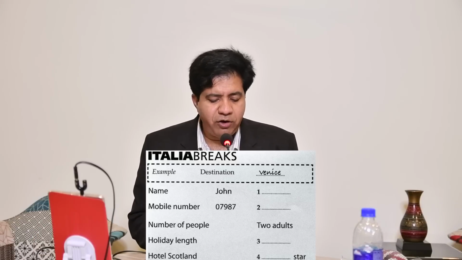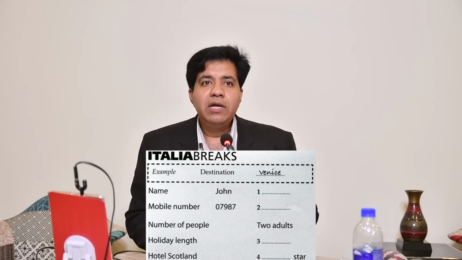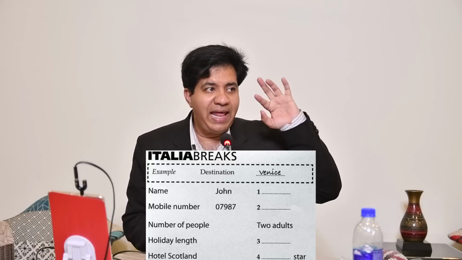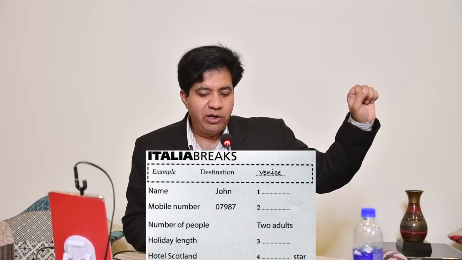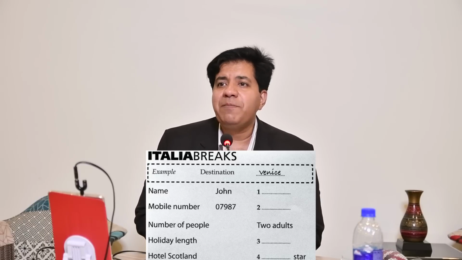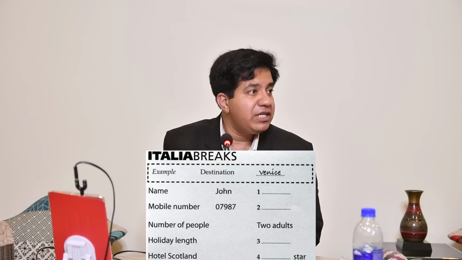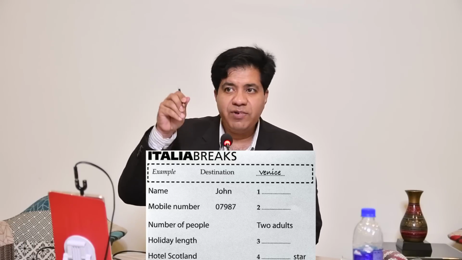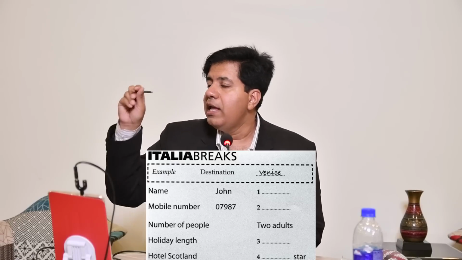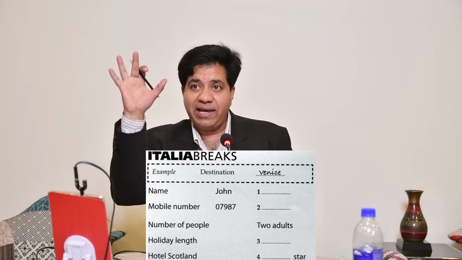After that, number of people, they mentioned 2 adults. Now, information which is given will help you track the audio. In the audio, when they ask how many people are planning to go, the person says, it's just me and my wife. So there will be 2 people. It means they have reached here. So the information which is given without the question will actually help you track the audio.